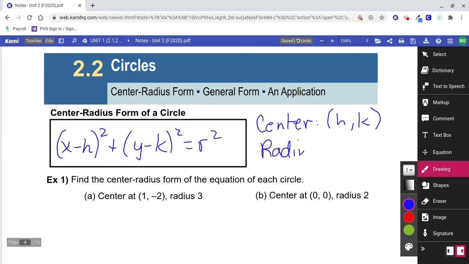The radius is r. So the only thing kind of tricky I think there is the formula says r squared. You're going to have to take the square root of that to get r for the radius.